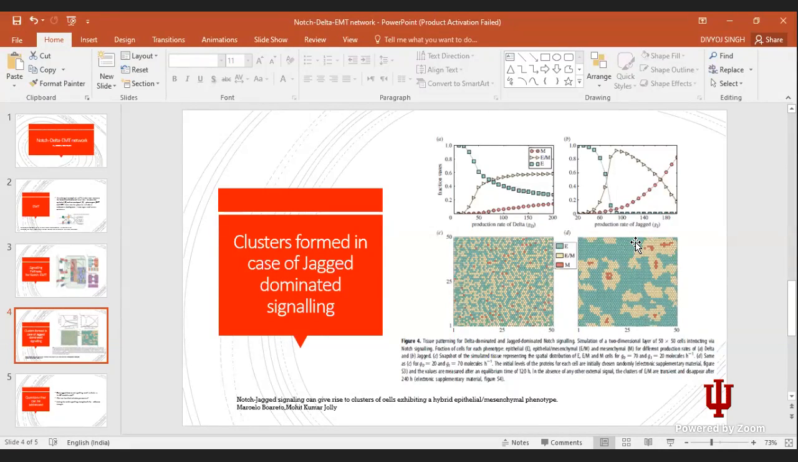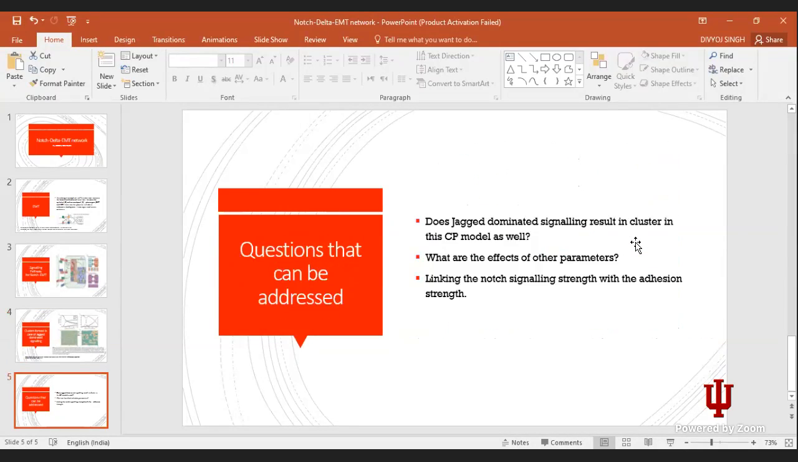So this is on a hexagonal lattice, but we can try doing this using the cellular Potts model and see whether the behavior holds true now as well. We can see whether the jagged dominated signaling gives the same clusters which we are seeing in this simple model, where we had just considered one hexagon as a cell. But here we can have much more dynamics. And what are the effects of other parameters? Even this behavior is not very well studied. We can look into that.